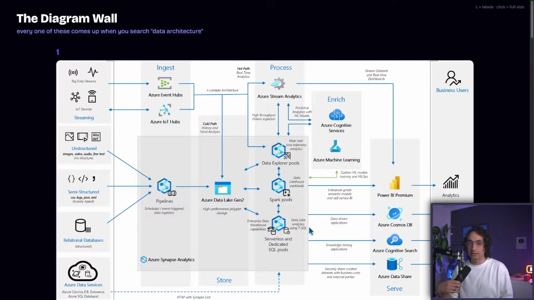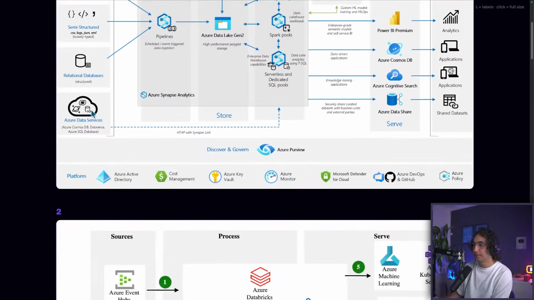This is a vendor trying to sell their product to the companies. So here Microsoft is explaining to you, use my tools to do all those things. So if someone asks you, draw for us a data architecture, and you draw this, then this is of course wrong. Okay, so this is not a data architecture. This is just a vendor architecture. Now let's move to the next one.